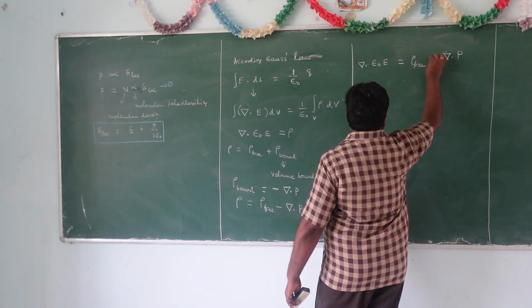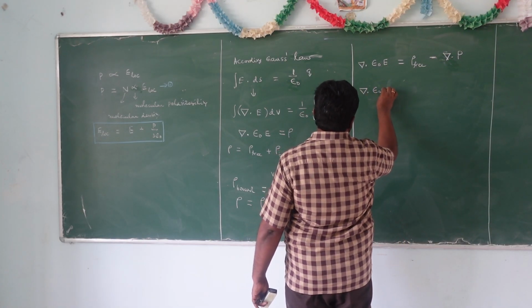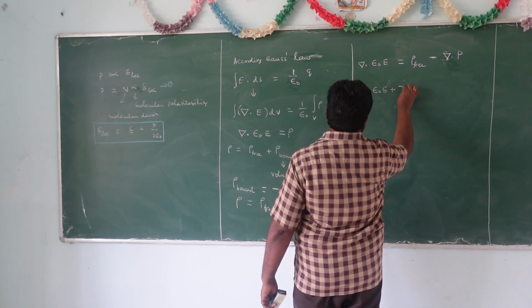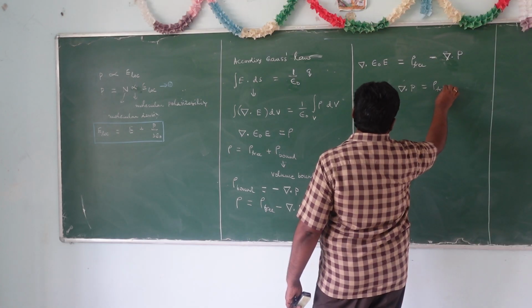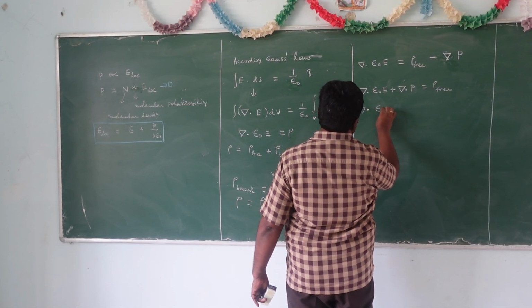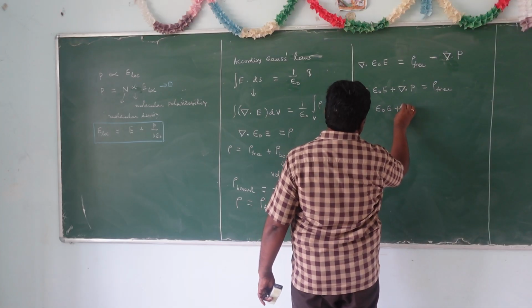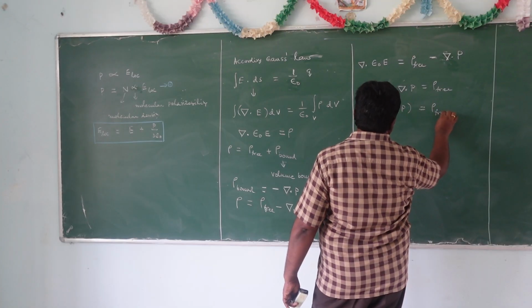This is minus del dot epsilon naught E plus del dot P, which is equal to rho free. That is, del dot (epsilon naught E plus P) is equal to rho free.